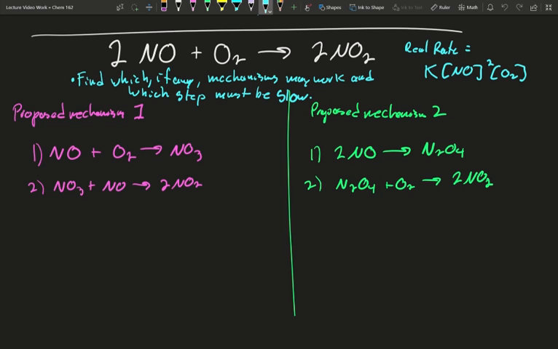For the two proposed mechanisms, take some time and analyze them both. See if either of these is capable of returning the real observed rate law, and which step would have to be slow for that to occur. Go ahead and pause. Experiment with these two mechanisms and come on back.